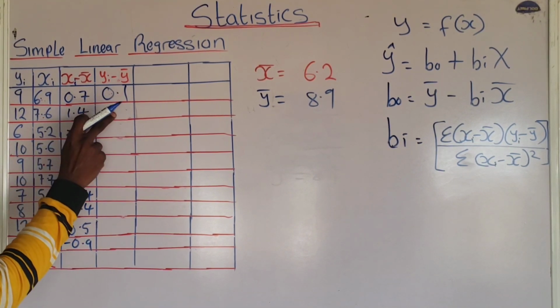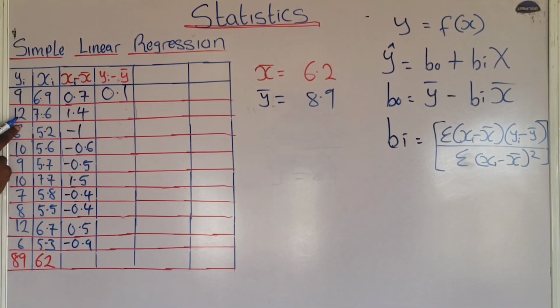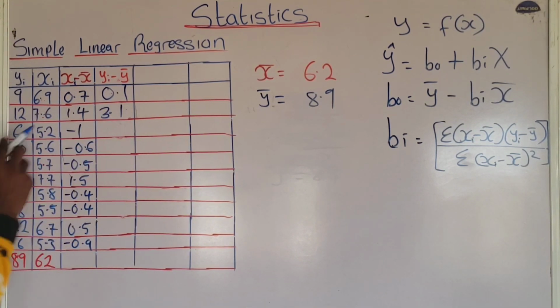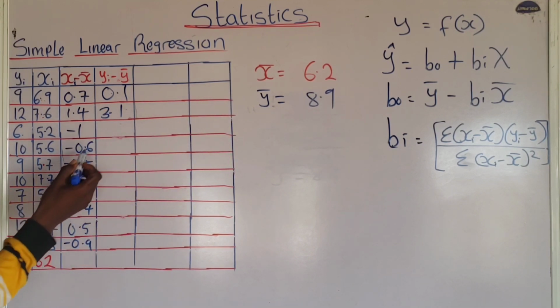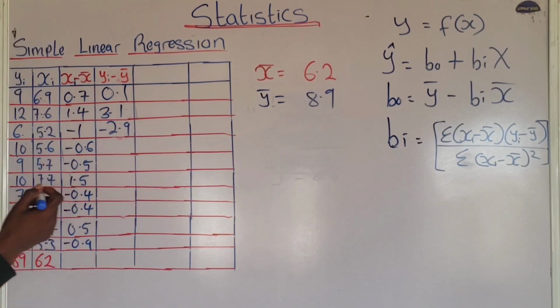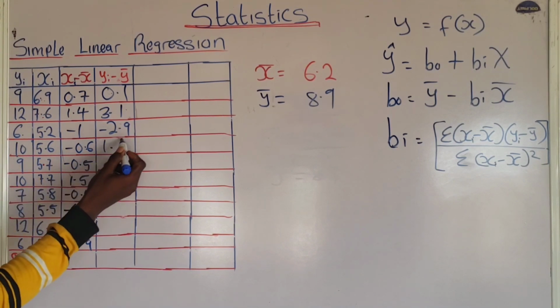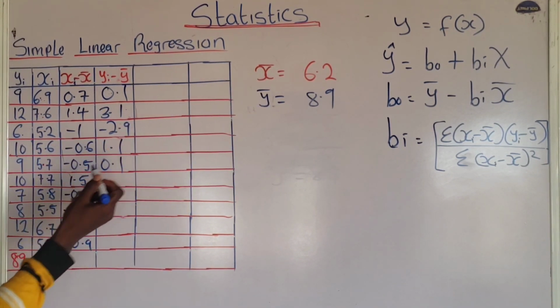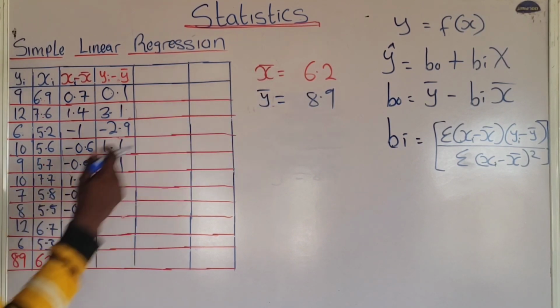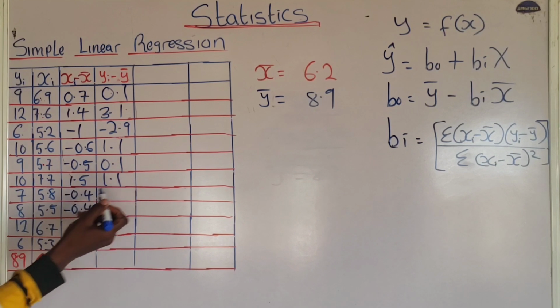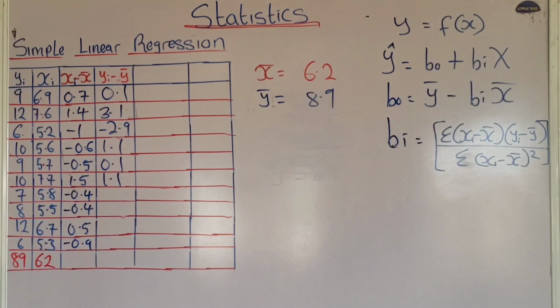0.1. For this, the corresponding value of y is what? Is 12. So I'm going to have 12 minus 8.9. 12 minus 8.9 is 3.1. So that will be 6 minus 8.9. That is negative 2.9. For this, I'm going to have 10 minus 8.9. That is 1.1. Okay? Yeah, 9 minus 8.9. That is what? 0.1. Okay? 10 minus 8.9. That will be 1.1. Sorry, 1.1.